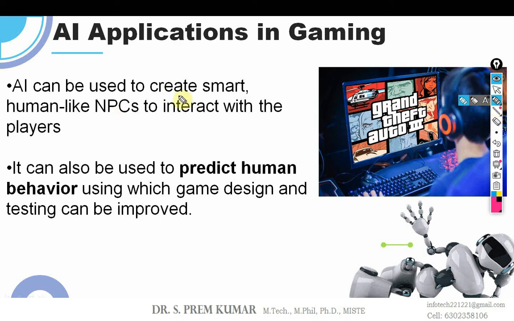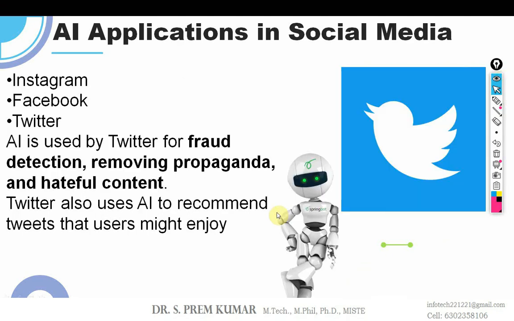Also, artificial intelligence is nowadays used by kids in gaming. AI can be used to create smart, human-like NPCs to interact with the players. It can also be used to predict human behavior, and accordingly it takes its steps. So this is in gaming. Take the best example, the chess game: the human being plays chess with a computer, where the computer exhibits artificial intelligence. In social media, especially Twitter, which tweets are best suited for you and which are not, all these are analyzed and recommended by artificial intelligence. Instagram, Facebook, Twitter, all these internally make use of the concepts of artificial intelligence.